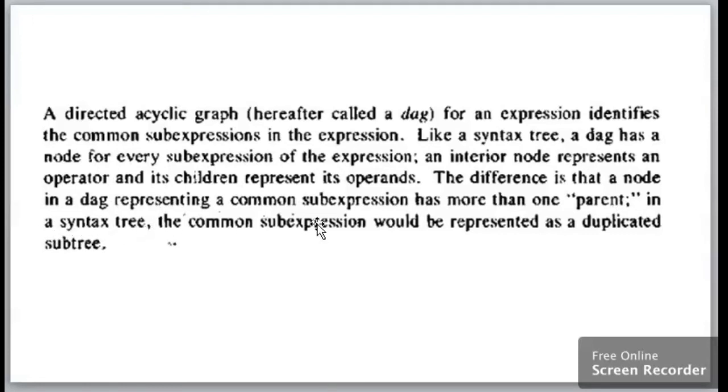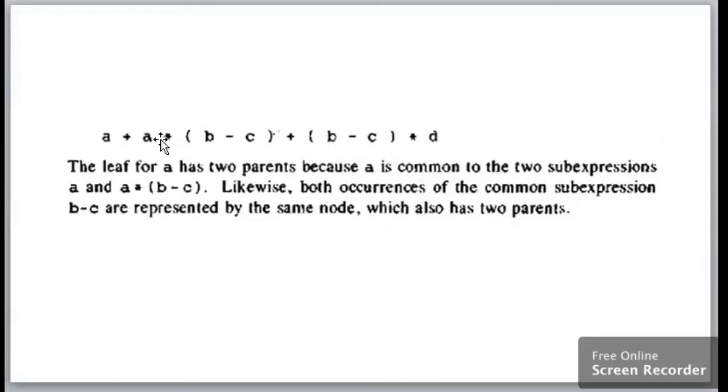In a syntax tree, the common sub-expressions would be represented as a duplicated subtree. For example, a plus a into b minus c plus b minus c into d. Looking at this input, we may find that a and a is a common sub-expression. We have b minus c and b minus c, again a common sub-expression. The leaf for a has two parents, because a is common to two sub-expressions, a and a into b minus c. Likewise, both occurrences of the common sub-expression b minus c are represented by the same node, which also has two parents.